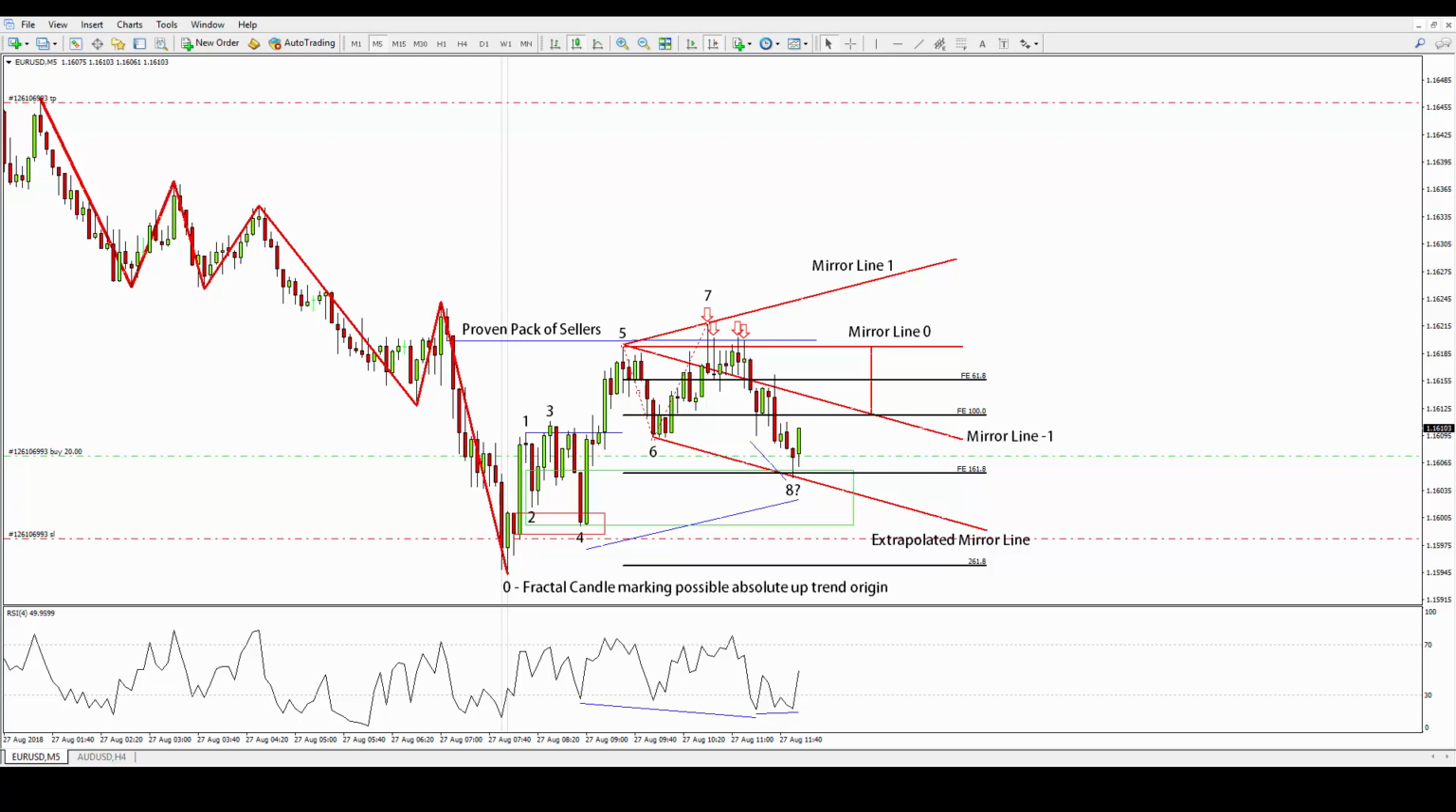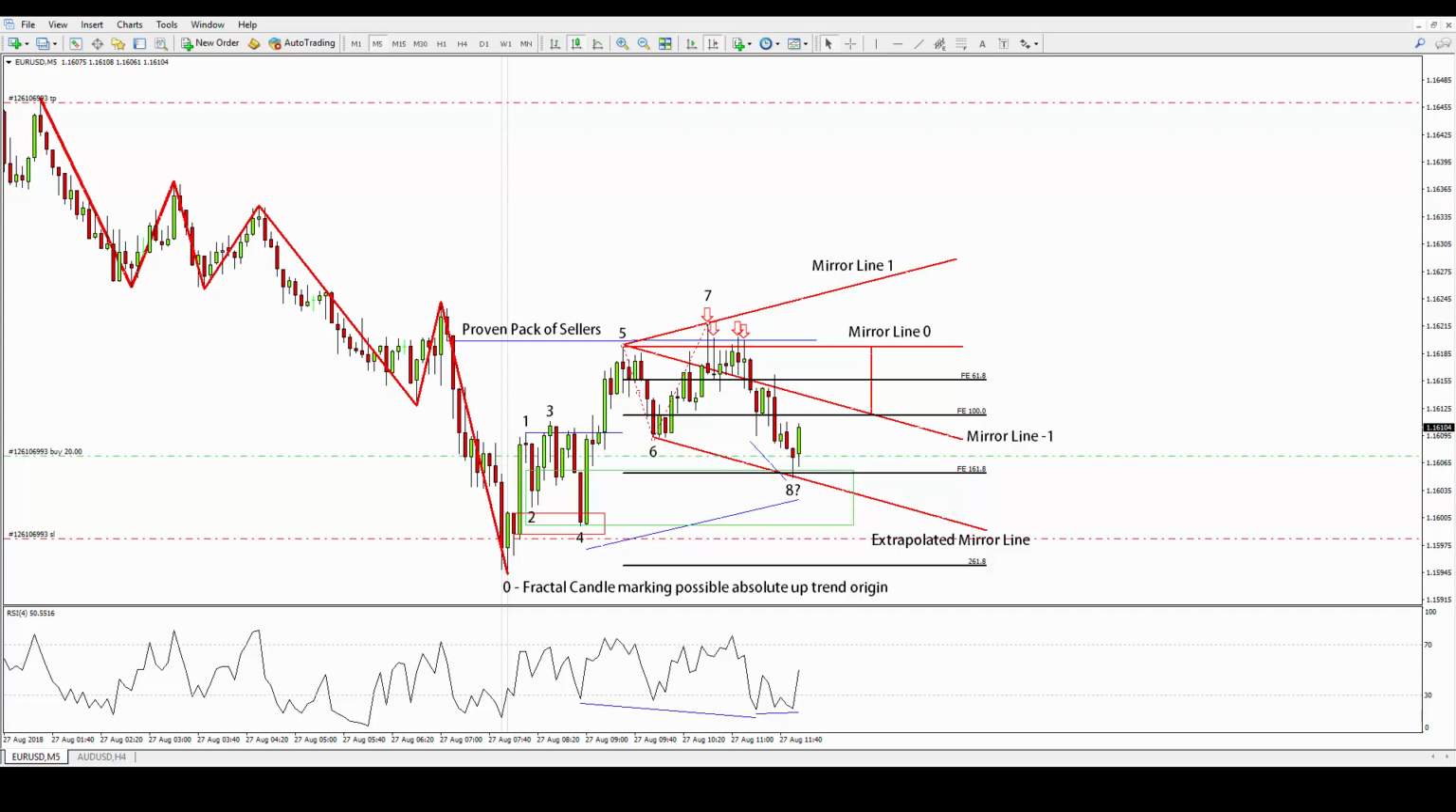Observe that I marked a horizontal blue line with the label proven pack of sellers, which was the last time that sellers won the battle against buyers in the euro-dollar and generated the last market vector down before fractal candle number 0. Observe also that in 5 through 7, the market approaches this horizontal blue line, which forces us to make some sort of subjective decision about the dominant player in the market. Once again, objectively speaking there is no way of determining that. However, subjectively speaking we already pointed out 2 clues that might indicate the buyers are actually stronger, and the market has shifted its flow to the upside already.